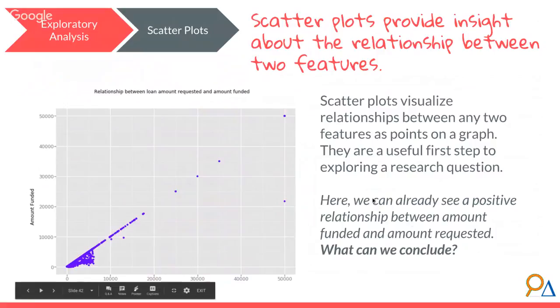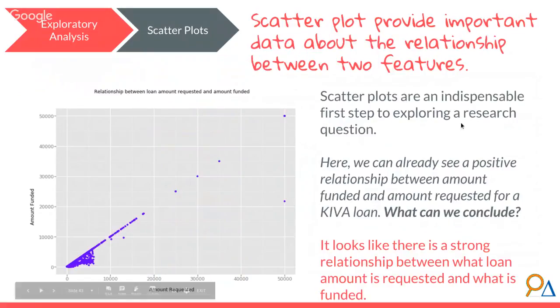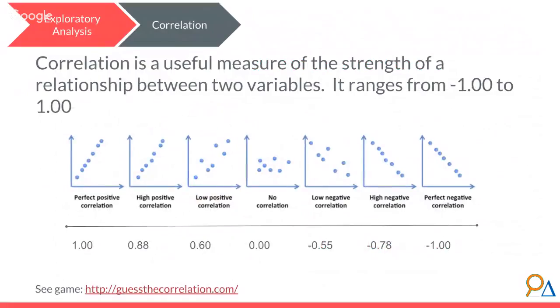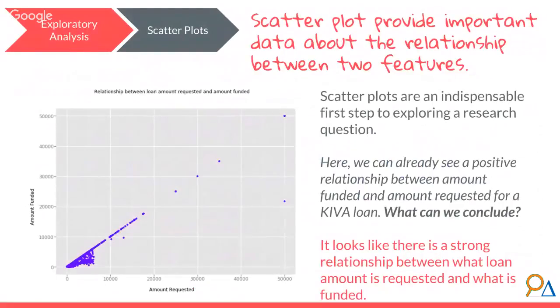So what can we conclude? Here we can already see a positive relationship between amount funded and amount requested for Kiva loans. It looks like there is a strong relationship between what loan amount is requested and what loan amount is funded. So do we assume that the more amount you request, the more amount you're going to be funded? Okay, we'll talk about this a bit later.